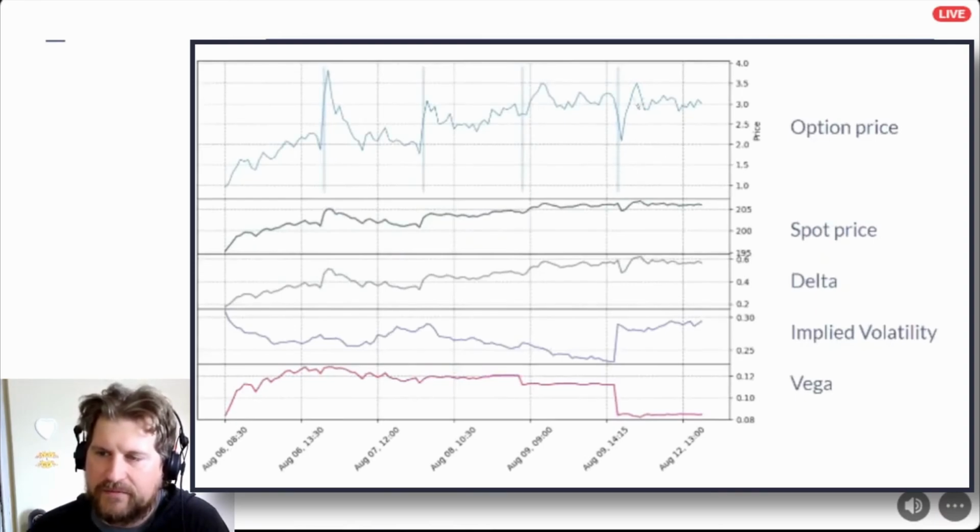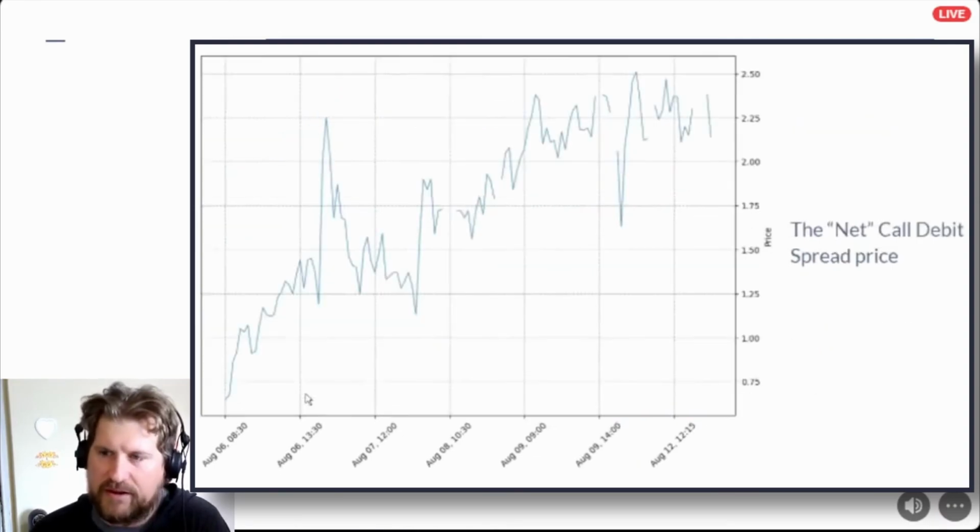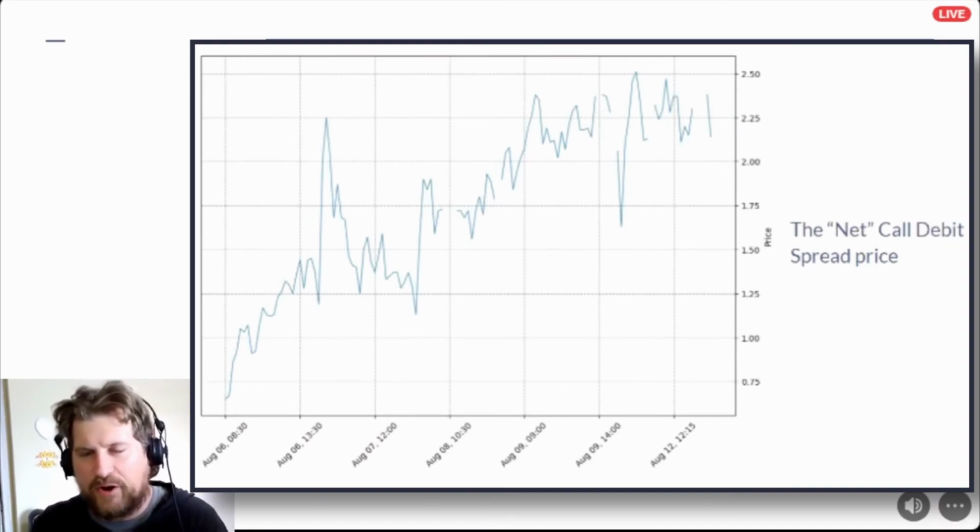Like this outright 205 call traded from like $2 to $3.50, right? And this call debit spread traded from maybe $1.60 to $2.50, and that's like 75 or 80 cents less price volatility. And so this reduced price volatility can be a pro or a con, right?